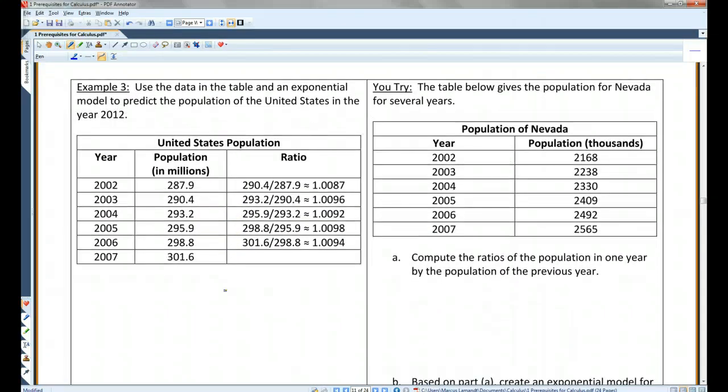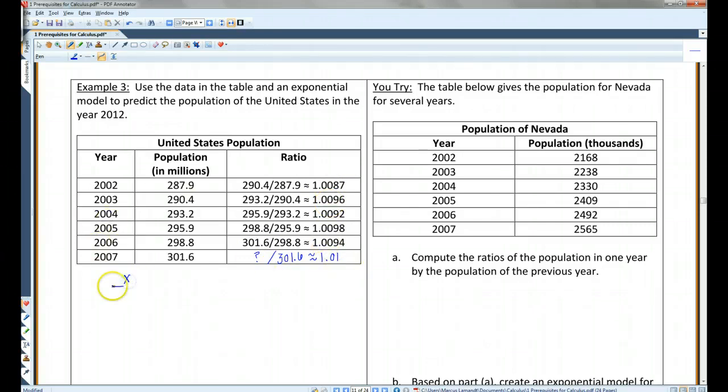Alright, example 3. Use the data in the table and an exponential model to predict the population of the United States in the year 2012. Okay. If you notice, the ratio between any year and the previous year is approximately 1.01, roughly, each year. Okay? So if we were to assume that this trend were to continue, this is what we do. This is the number we're looking for. We're looking for the next year. All of these are about 1.01.